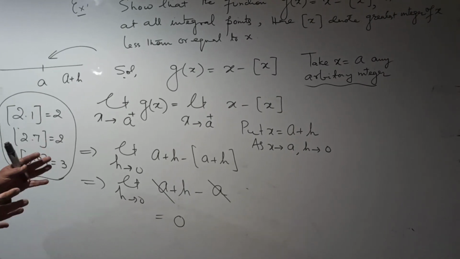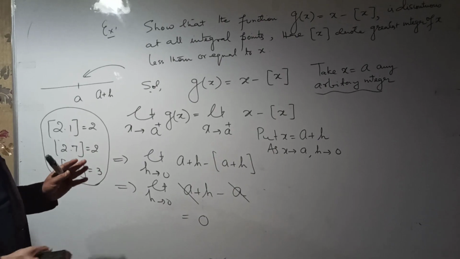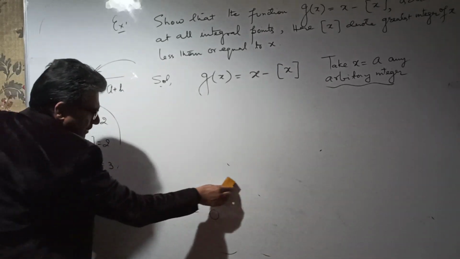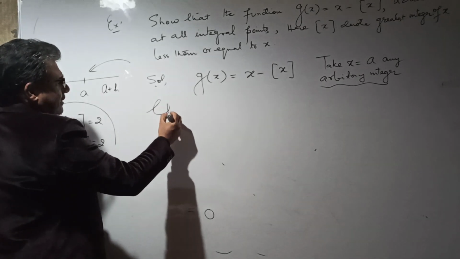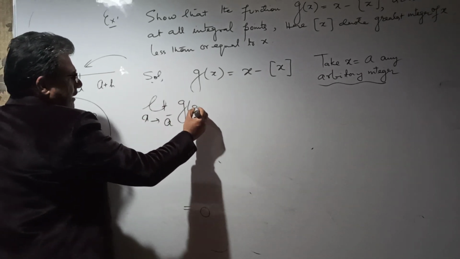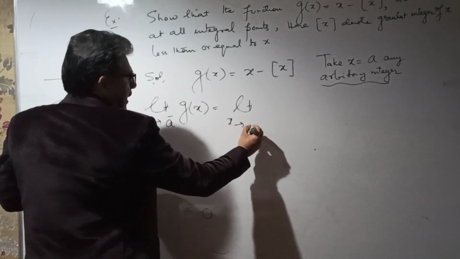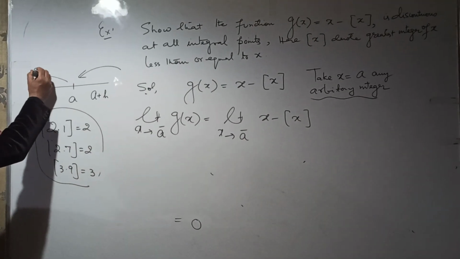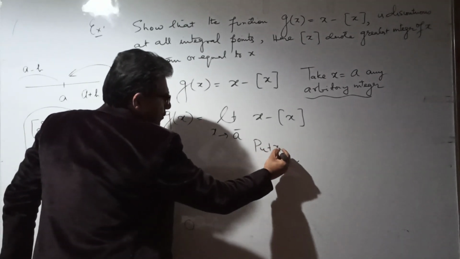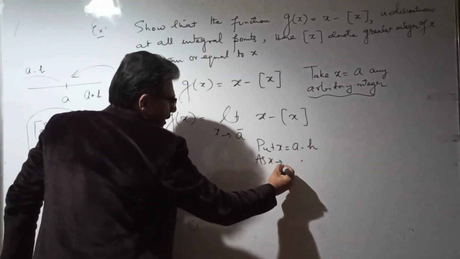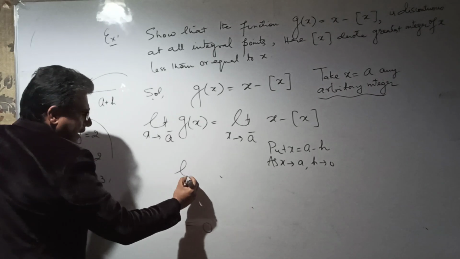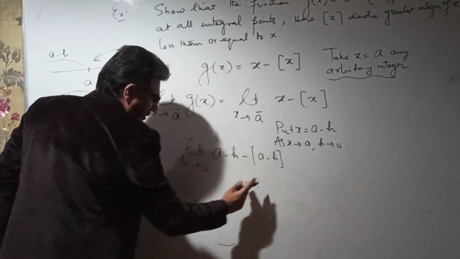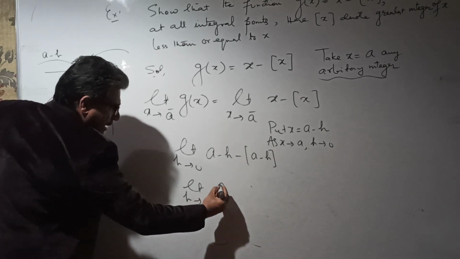Now what we'll do, we'll come to the left hand limit. Now how to take left hand limit, I will tell you. Now you remember this right hand limit is 0. Now we'll see what is the left hand limit. Now left hand limit is limit x tends to a negative g(x), that is limit x tends to a negative, g(x) is again x minus greatest integer of x. Now I am approaching this way. So this is a minus h. Now I will put x is equal to a minus h. That is, as x tends to a, h will tend to 0. So this will become limit h tends to 0, a minus h minus greatest integer of a minus h.